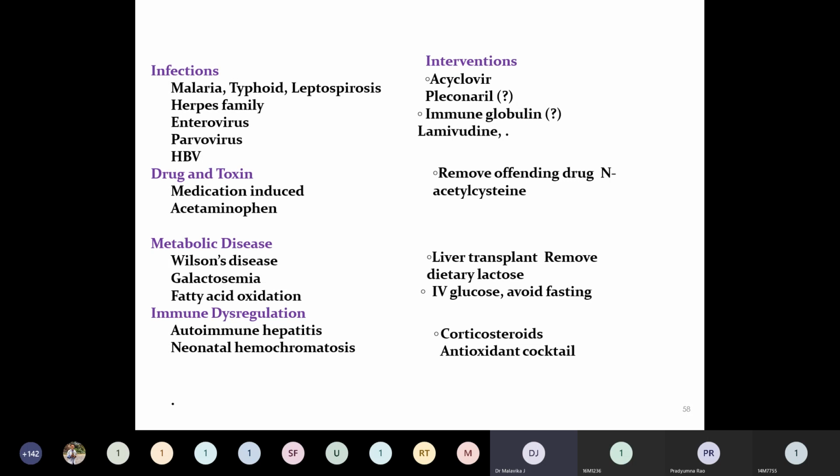When you're suspecting any metabolic diseases like Wilson's disease, galactosemia, fatty acid oxidation defects, then liver transplant is the last resort. Remove the dietary lactose, give IV glucose, and avoid fasting in these metabolic conditions. And when suspecting any immune dysregulation like autoimmune hepatitis or neonatal hemochromatosis, then corticosteroid and an antioxidant cocktail, that is a combination of multiple drugs, should be given to these children.